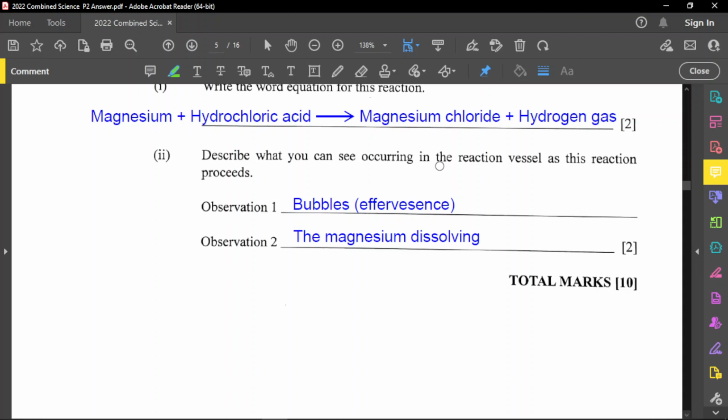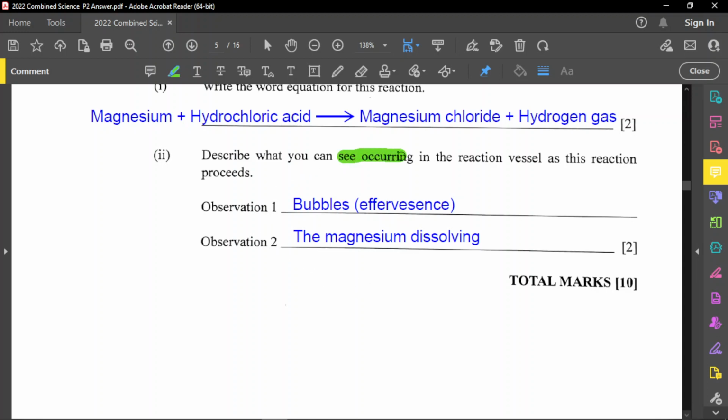Part 2 is to describe what you can see occurring in the reaction vessel as this reaction proceeds. One observation you may see will be bubbles, which is called effervescence. This is the process of forming bubbles without applying heat, because the gas is given off within the liquid. The second observation is that you can see magnesium dissolving.